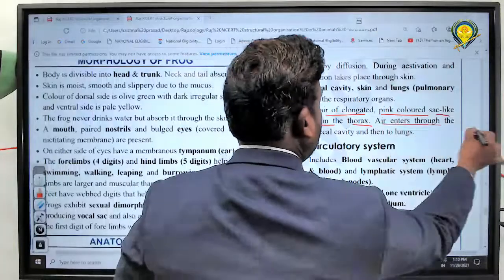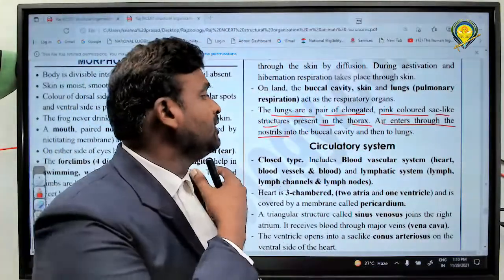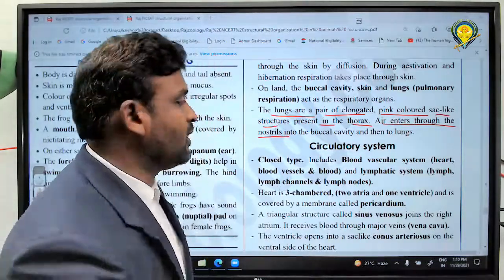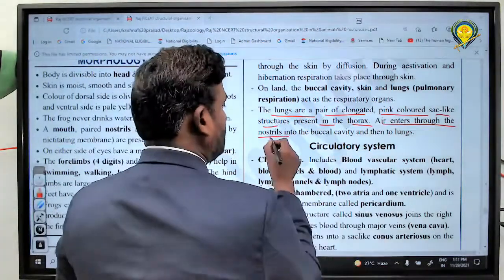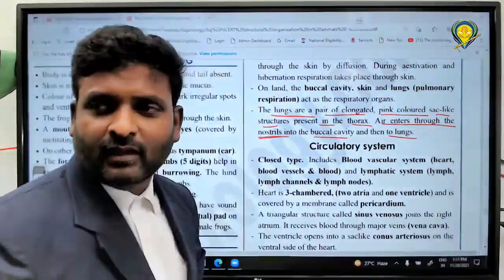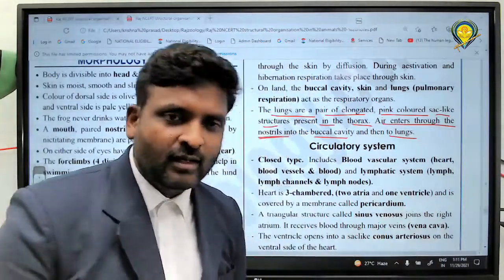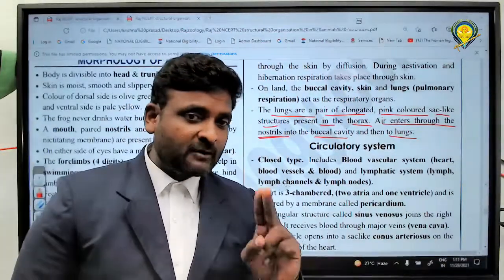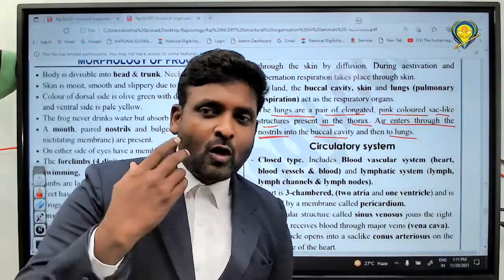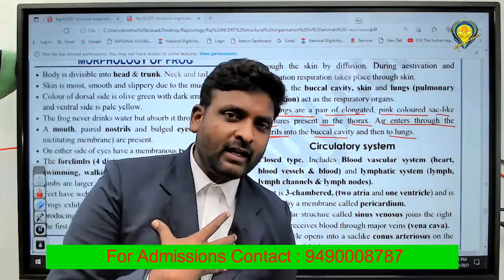And next one, air enters through the nostrils. First one, nostrils to buccal cavity, to where? Lungs. Got it? Air goes first from the nostril into the buccal cavity, then opens into the lungs. This is one kind of respiratory system of the frog. Frog respires in how many ways? Almost 3 ways. One is the buccal cavity, next one is through moist skin, and third one is what? Lungs. Lungs means pulmonary respiration.